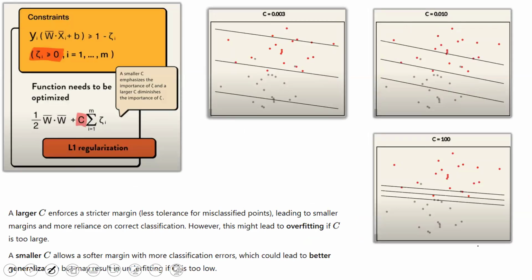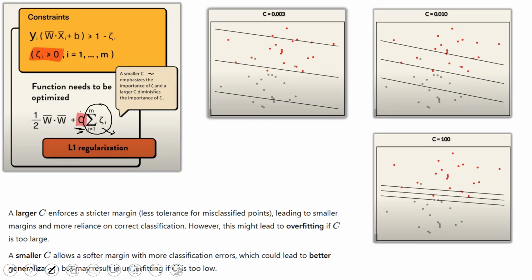Okay. Now, when C is more, what is happening? Look at this. Smaller C emphasizes the importance of sigma. When C is small, slack will be given more importance. And larger C diminishes the importance of sigma. When C is large, the importance for slack will be diminished. Okay, let's understand this with some example. The statement says when C is small, more emphasis will be given for slack. When C is large, less emphasis will be given for the slack.